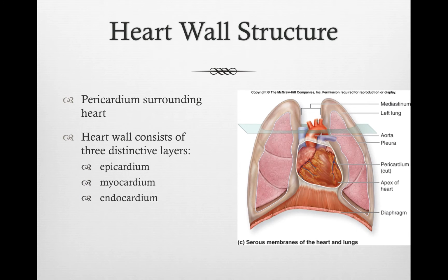All right, let's talk about heart wall structure. So the heart itself has a tissue around the heart called the pericardium. And the heart wall itself consists of three distinct layers: the epicardium, which is the superficial-most layer, the myocardium (every time you see myo, you should think muscle), and that's the middle layer, by the way, the muscular layer. And then finally you have the endocardium. This is the deepest-most layer. It lines the actual chambers within the heart.